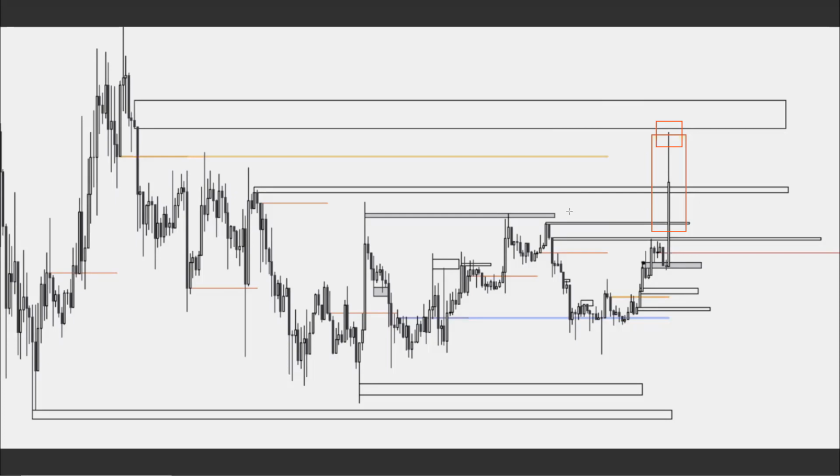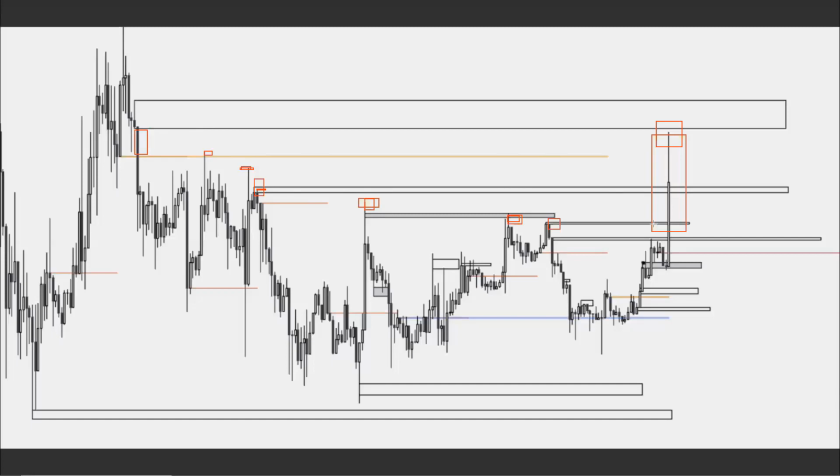So this is a test of that. That's a test of that, and that, and that, and that. And above that, you've got this gap or void in price.